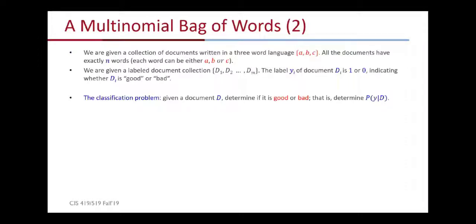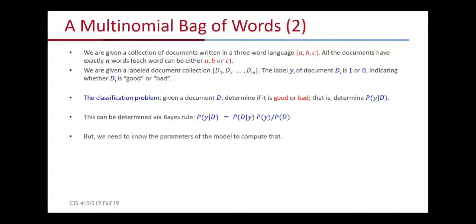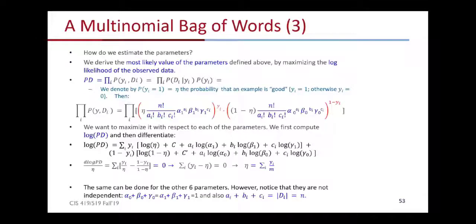And this is the classification problem. Given a document, determine if it's good or bad. That is P of Y given D. We're going to use Bayes' rule. P of Y given D is equal to P of D given Y, P of Y divided by P of D. And we need to know the parameters. So how do we compute the parameters?